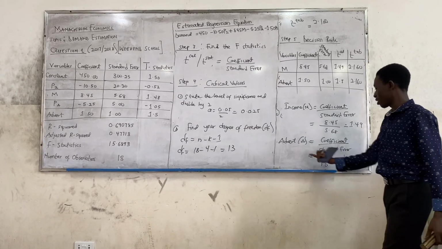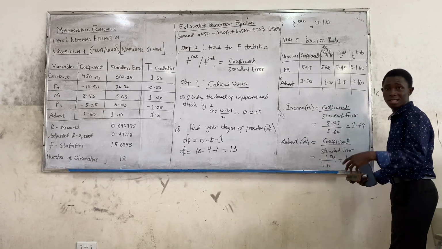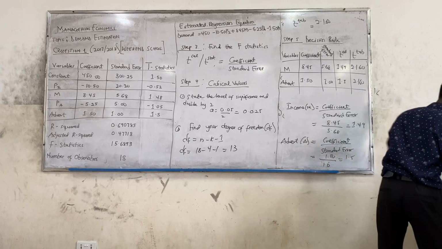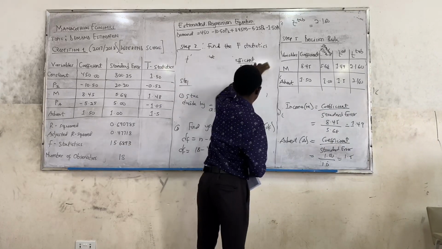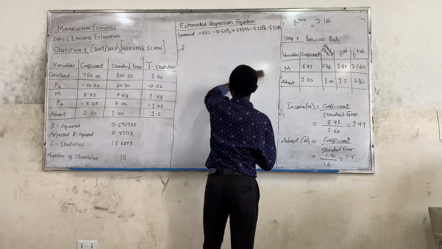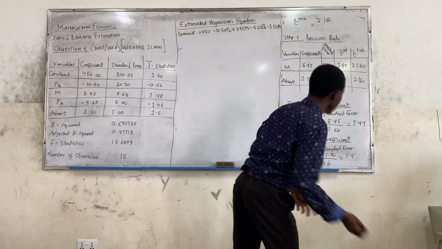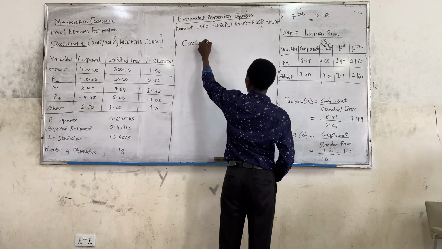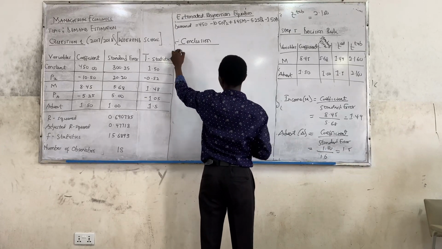So now we need to conclude based on our decision. We should test for the significance of income and advertising. So, conclusion. You have income.